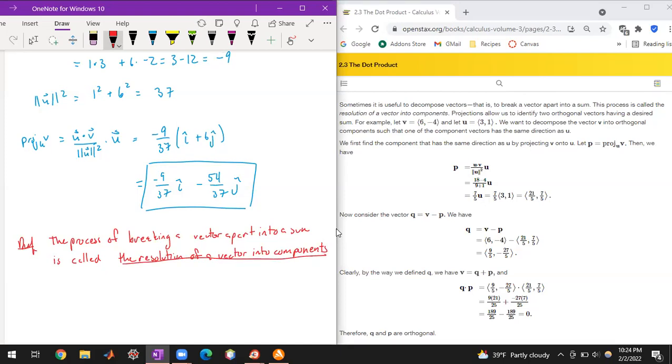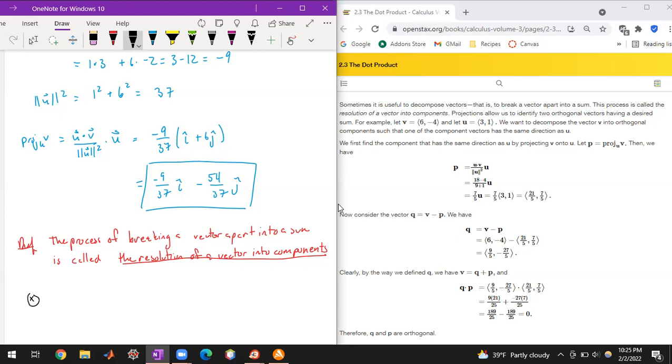All right, so they talk us through this example here. We're given our vector v, which has components 6, -4, and u has components 3, 1. We want to decompose the vector v into orthogonal components such that one of the components has the same direction as u.